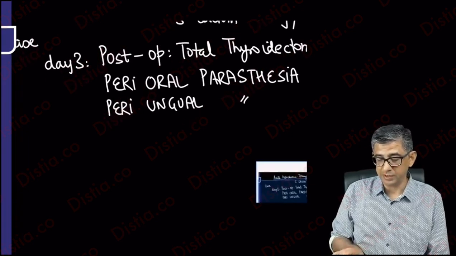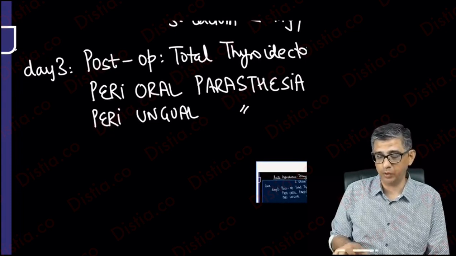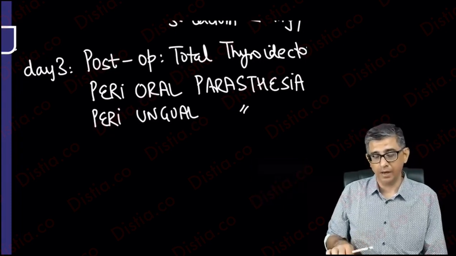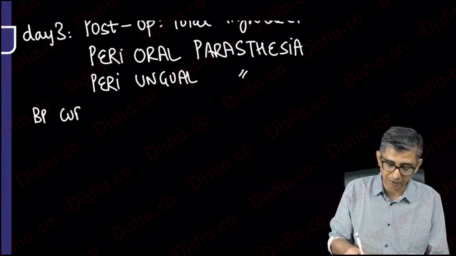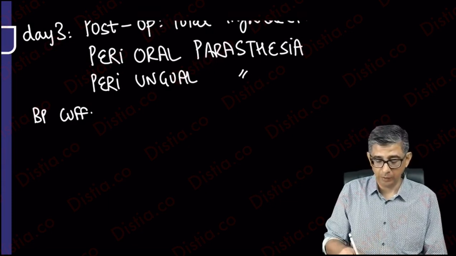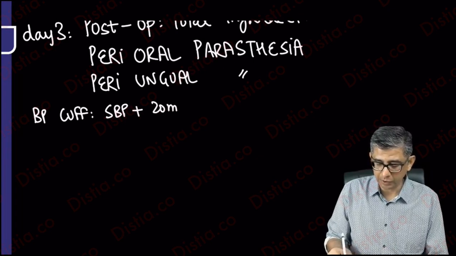So, in fact, this is itself a question. What is the earliest clinical manifestation of tetany? That would be perioral and periungual paresthesias. And what I'm going to do in this gentleman is deploy a BP cuff on his arm. I will inflate this BP cuff to 20 millimeters above the systolic blood pressure.